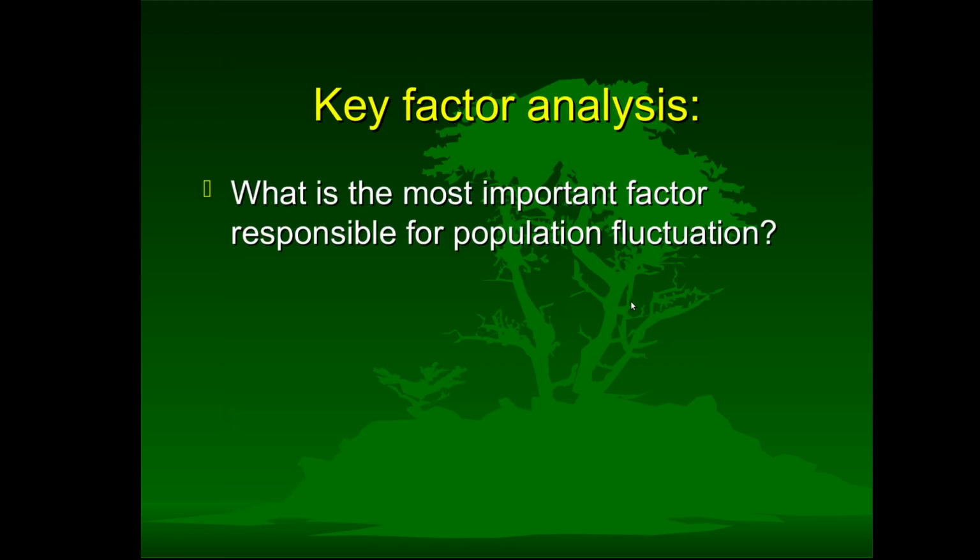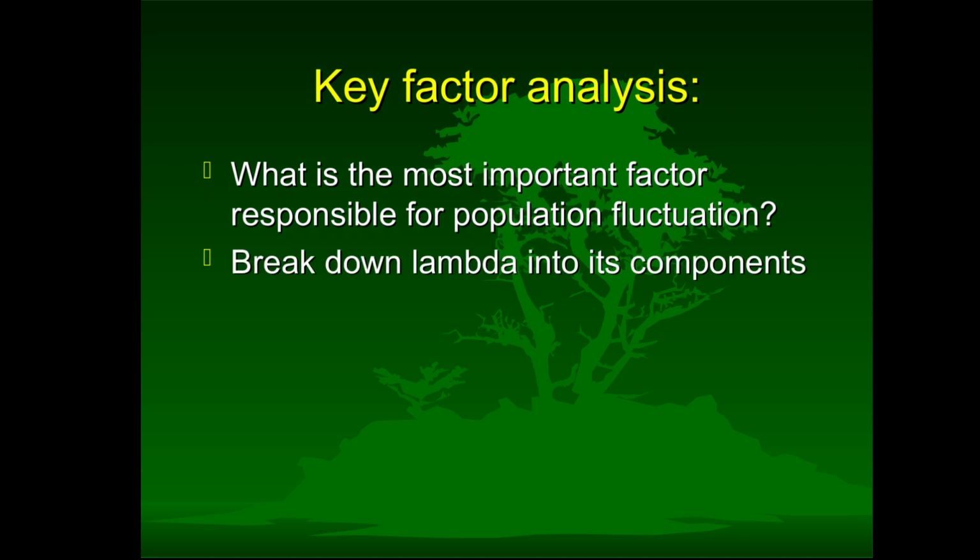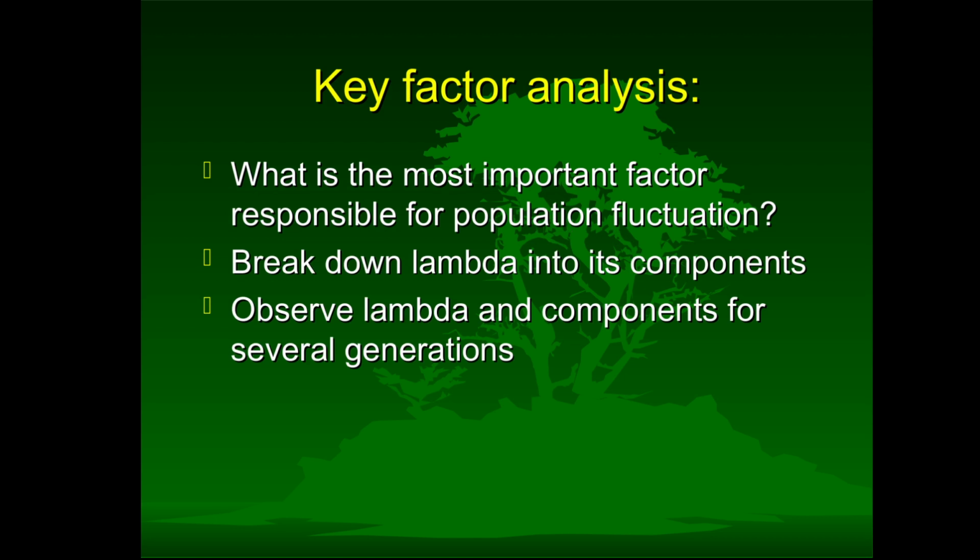All right, so we want to know what the most important factor is that's responsible for variation in fitness over time, which is population fluctuation. We break down lambda into its components and watch those for several generations or years. And then we calculate the correlation between overall lambda and its components.